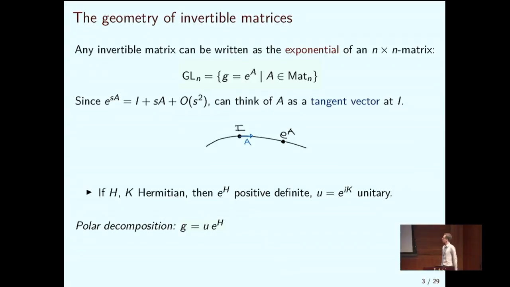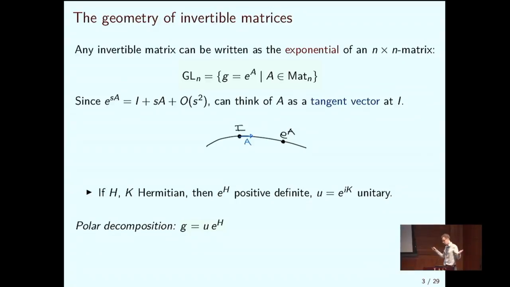So let's just start simple. Let's talk a bit about invertible matrices. We saw these a bunch of times. Ankit took the gradient at the identity element. So somehow we have to know the tangent space of the space of invertible matrices. Basically, any invertible matrix we can write as an exponential of a matrix. Mat n is just complex n by n matrices for me. Because of the exponential, we can Taylor expand to first order: the identity plus s times A plus something small. So we can really think of A as the tangent space.